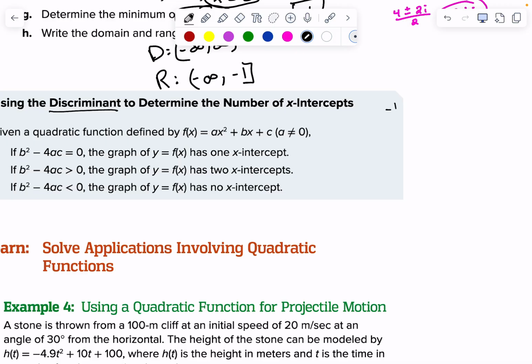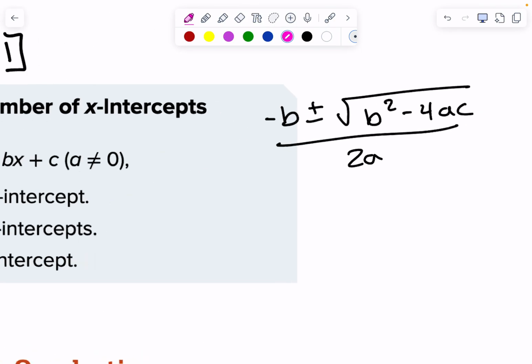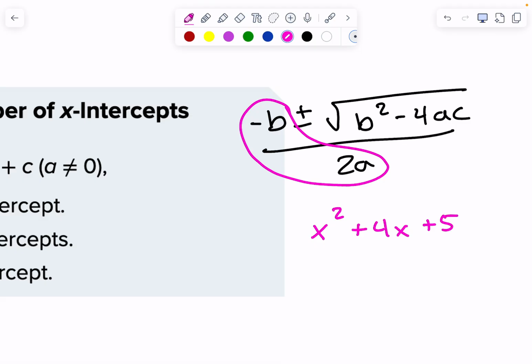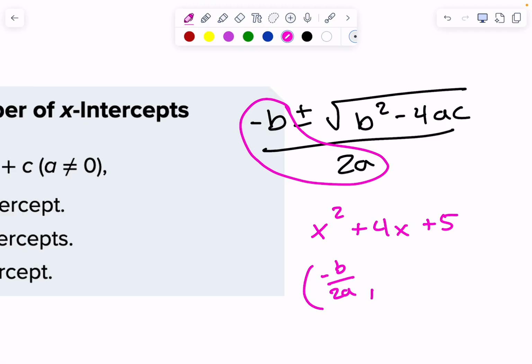When we do the quadratic formula, negative b plus minus the square root of b squared minus 4ac all over 2a, okay? This guy is really important in the fact that there's pieces that you use from it to find other things. Like yesterday we talked about how if you have something in standard form, like x squared plus 4x plus 5, we can use the negative b over 2a method to find what? The x-coordinate of your vertex. So we plug him in to find the y and do all that stuff. That comes from the quadratic formula.